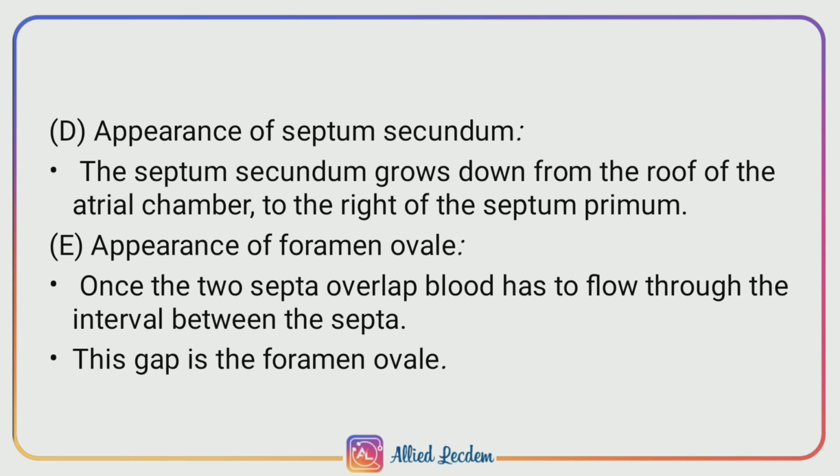Fifth, appearance of foramen ovale. Once the two septa overlap, blood has to flow through the interval between the septa. This gap is known as foramen ovale. It is an oblique valvular passage that allows the blood to flow from right to left but not from left to right. This is patent throughout the fetal life.